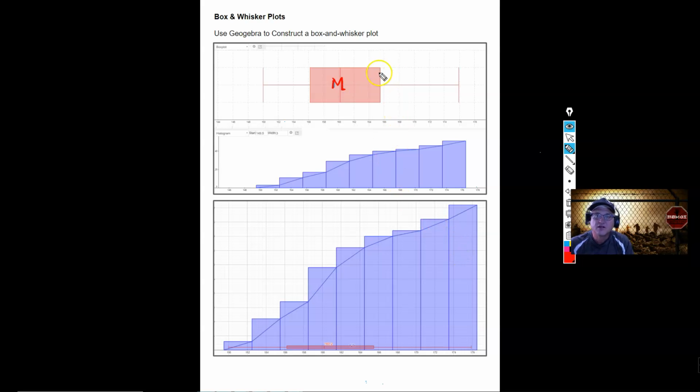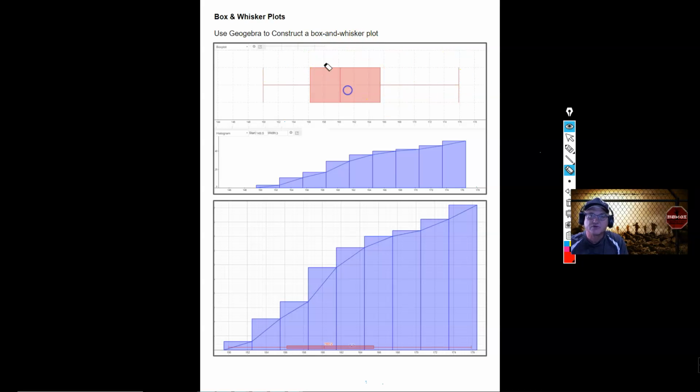This line on the right side of the box, that's your third quartile value. The line where you put the left side of your box, that's your first quartile value. And then this is your maximum value. This is your minimum value. And when you subtract these two right here, that gives you your interquartile range.